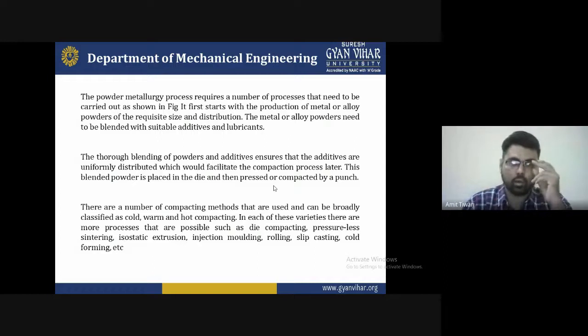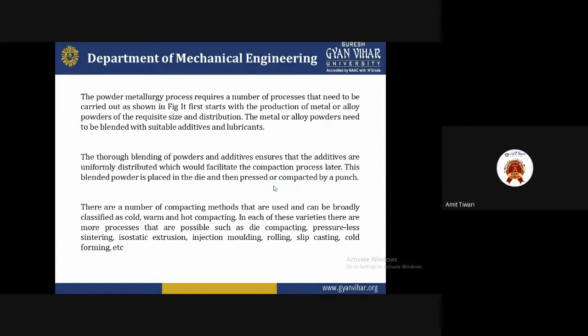And there are a number of compacting methods that can be used, broadly classified as cold and hot compaction. In addition to this, there are more precision processes such as die-less sintering, isostatic compacting, extrusion, injection molding, rolling, slip casting, and cold rolling, etc., to be performed on that machine. So that's a very important type of machine for selection criteria.